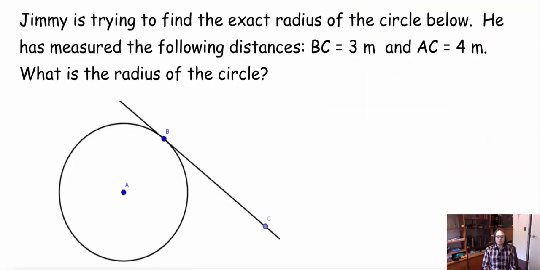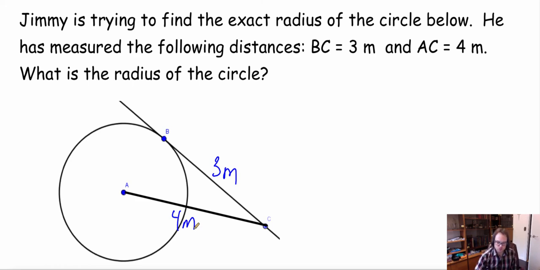So in our second example, we have Jimmy is trying to find the exact radius of the circle below. He measured the following distances. He said BC is equal to 3 meters. So I know B to C is equal to 3 meters. He also measured AC is equal to 4 meters. So if I draw a line from A to C, that is a total of 4 meters. He wants to find out what is the radius.